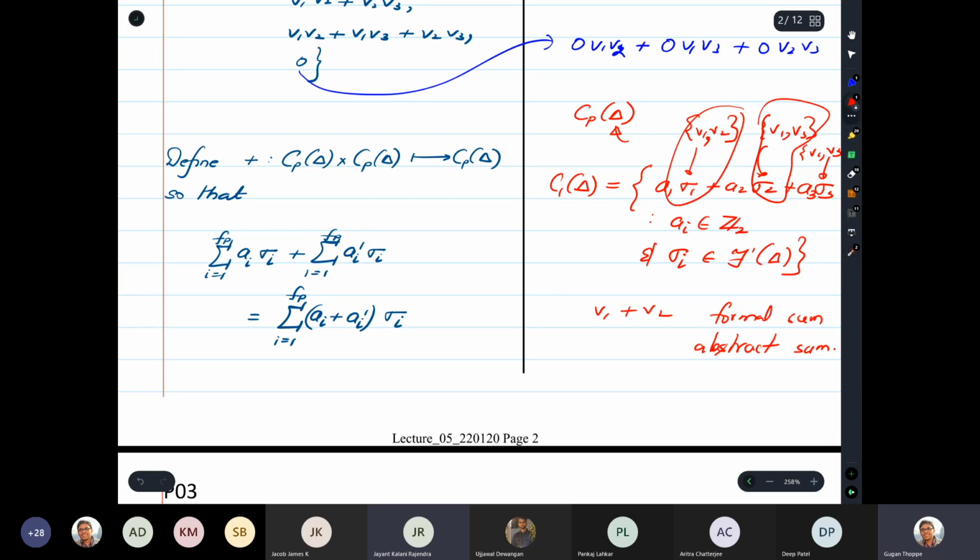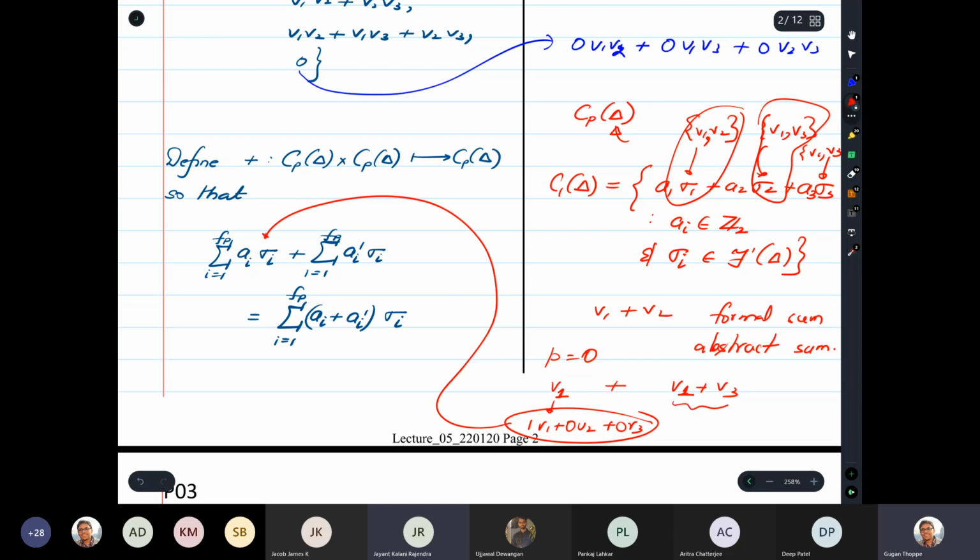So you can, for example, in the above simple simplicial complex, say P is 0. Your first P chain could be V1, and the second P chain could be V1 plus V3. So you will interpret V1 as 1 V1 plus 0 V2 plus 0 V3, and then V1 plus V3, you will interpret as 1 V1 plus 0 V2 plus 1 V3. This is what is present over here. Is this okay? So these are the two P chains.